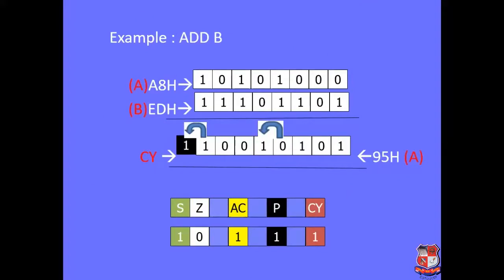If we take here, the carry is generated at D3 to D4. Also, carry is generated from D7 to D8. Means carry flag is 1, auxiliary carry flag is 1. Here the number of ones are even, so parity is 1, and sign flag is 0.